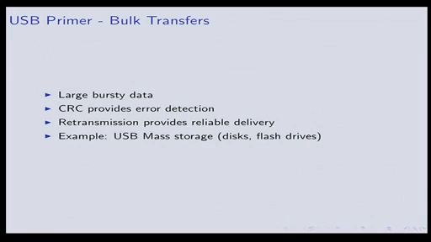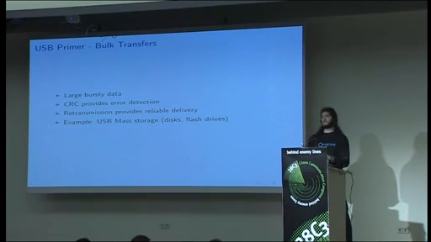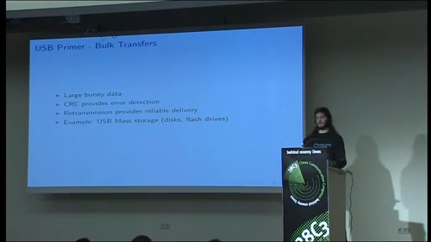These are used for generally large data transfers. So this is the type of transfer that you'd see appear for mass storage devices. So disks, flash drives, and so on. It provides reliable delivery with retransmission of the packet if the first submission fails, and provides error checking with CRCs. So we can guarantee that this type of packet will arrive reliably eventually.